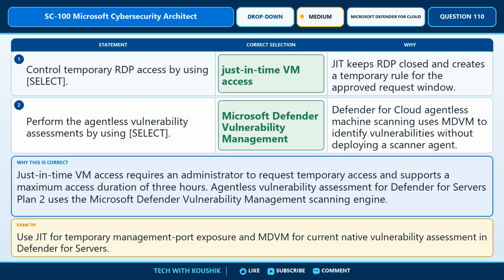For Statement 1, the correct selection is just-in-time VM access. JIT keeps RDP closed and creates a temporary rule for the approved request window. For Statement 2, the correct selection is Microsoft Defender Vulnerability Management. Defender for Cloud Agentless Machine Scanning uses MDVM to identify vulnerabilities without deploying a scanner agent. Exam tip. Use JIT for temporary management port exposure and MDVM for current native vulnerability assessment in Defender for Servers.